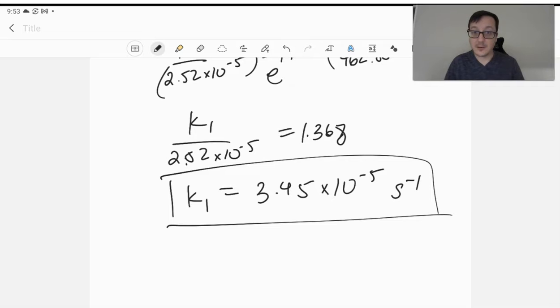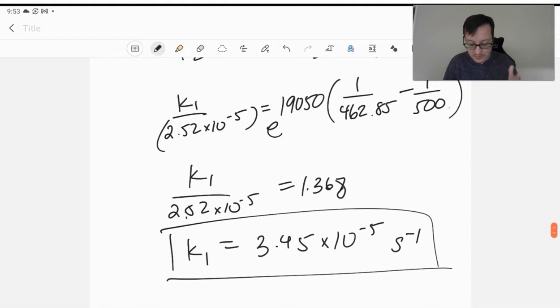So that's how we can do it. We can solve for our new rate constant at a particular temperature of our choice. And interestingly, let's just make sure we have it right here. We increased our temperature, so we should increase our rate constant. That's always something that we're looking for. So that makes sense, right? We went from 2.5 to 3.45. So we have increased our rate constant because we've increased our temperature.